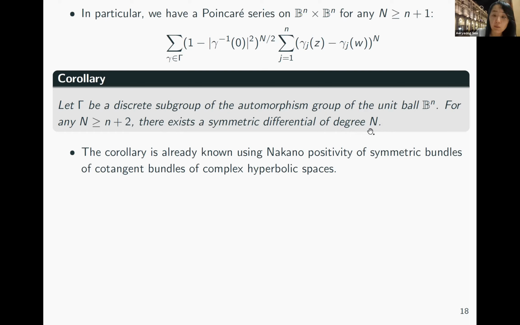And I want to comment about the existence of symmetric differentials. Actually, this corollary is already known to experts, because if we use Nakano positivity of symmetric bundles of the cotangent bundle, then the symmetric differential exists. Actually, if we take the n plus 2 symmetric bundle, then it is Nakano positive. With smaller degree, it is not.